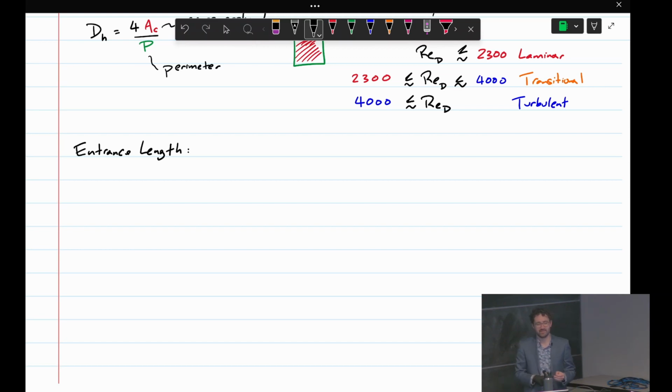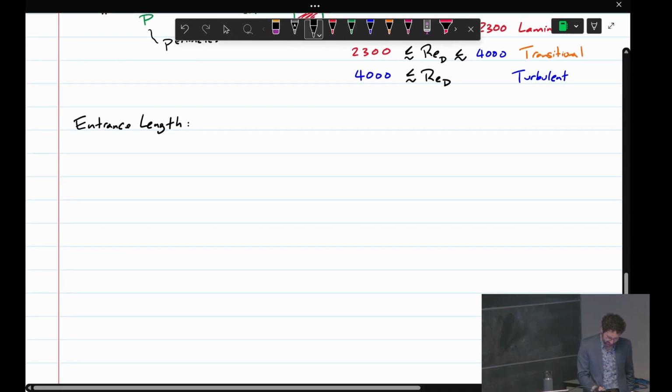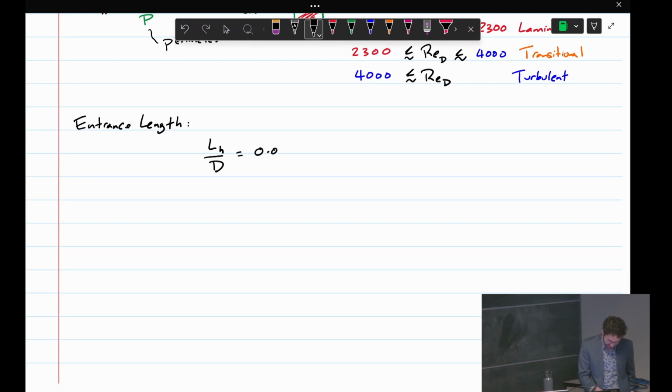The main engineering reason for the entrance length is that after the entrance length, you can assume that the velocity profile is constant along the pipe. It's not evolving anymore. And the reason that that happens is the connection of the boundary layers. Okay. So the entrance length for laminar flows, Lh over D is 0.05 Re D. And for turbulent flows, it's just roughly 10 diameters.